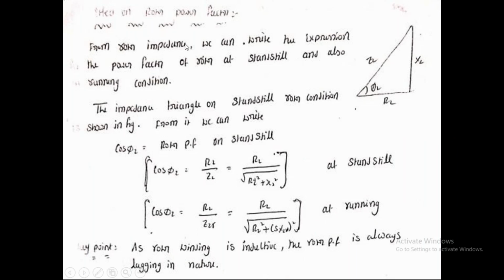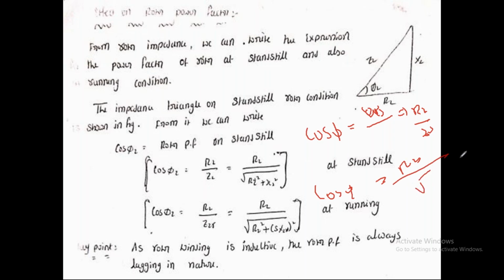Next, rotor power factor. Now if you know the right angle triangle with the relation between impedance, reactance and resistance, this is the reactance value. Now from this, if you want to find the power factor, the power factor is cos phi only, right? So cos phi is equal to adjacent side divided by hypotenuse. What is the adjacent side? R2, divided by Z2. So cos phi is equal to R2 divided by square root of R2 square plus X2 square. This is the cos phi value at starting condition.